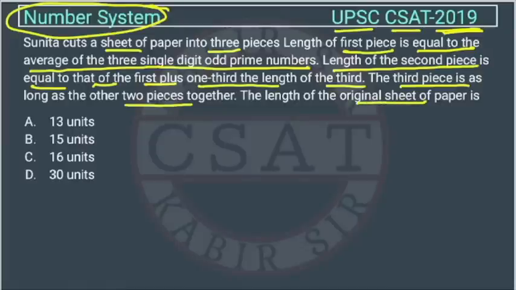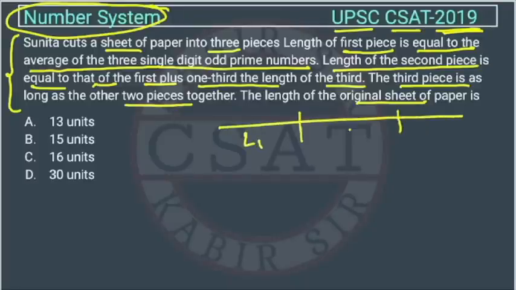See, in the exam, if your mind is not cool and calm, then reading all this about first, third, you will feel this is a very tough question. Let's move on to the next question. Otherwise, this is a very easy question. So the question is saying there is a sheet of paper. Three pieces are made. So this is L1, L2, L3. So we have to find out the length of the original sheet. So finally we have to tell the total length, right?